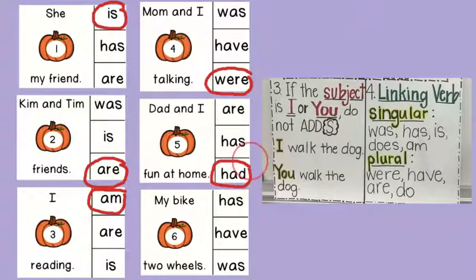That means had means it's in the past. It's just a different form of have. Number six, my bike blank two wheels. Has, have, was. Has would be the correct answer.